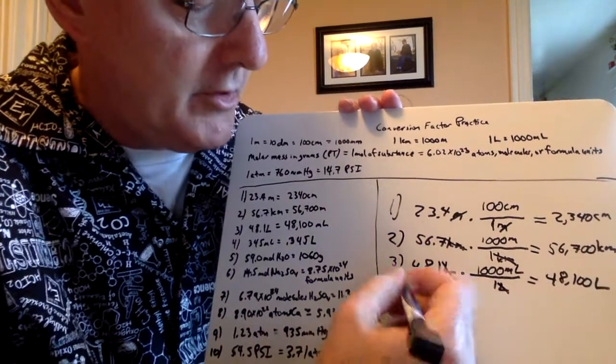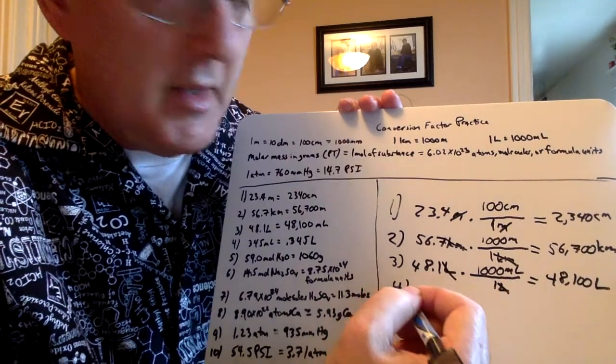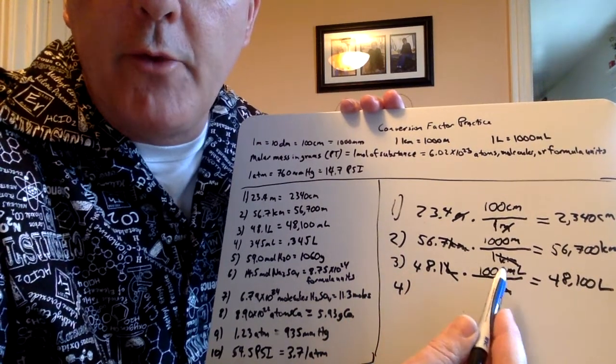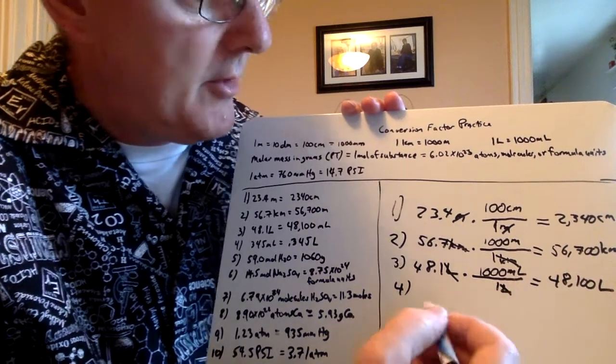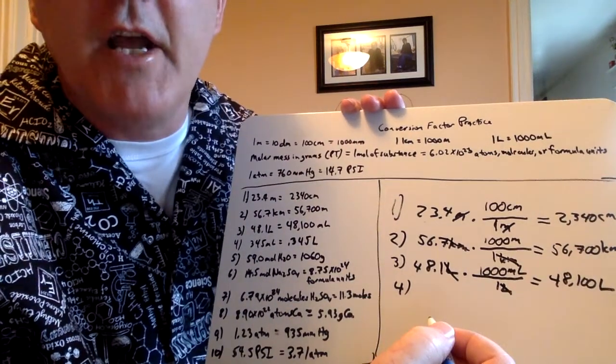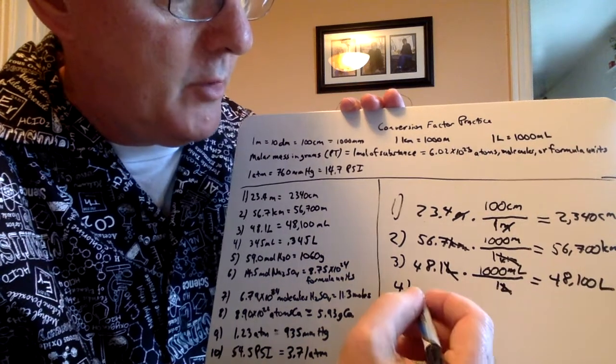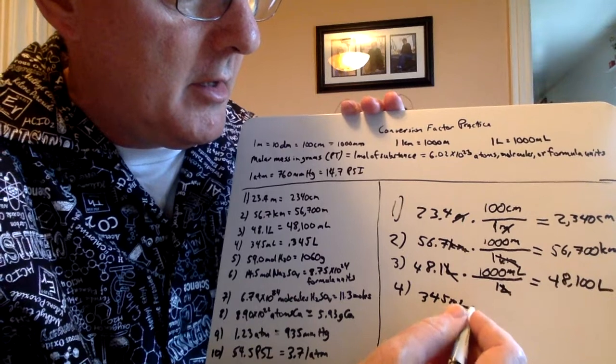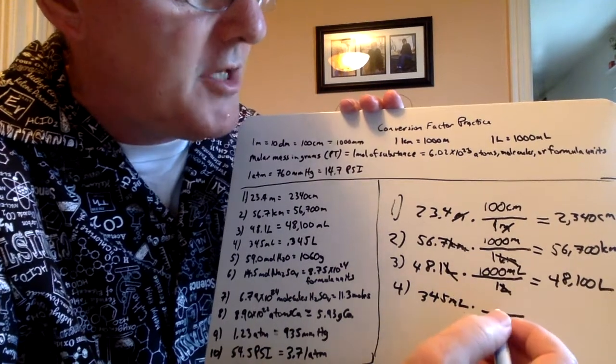Now at this point you might make the wrong assumption that the big number always goes on top. Well, number 4 is going to show you that's not always true. It's not the big number that we're looking for. We're looking for the number that goes with the unit we're trying to get. So number 4, we're trying to change 345 milliliters to liters. So 345 milliliters. We're going to change to liters.